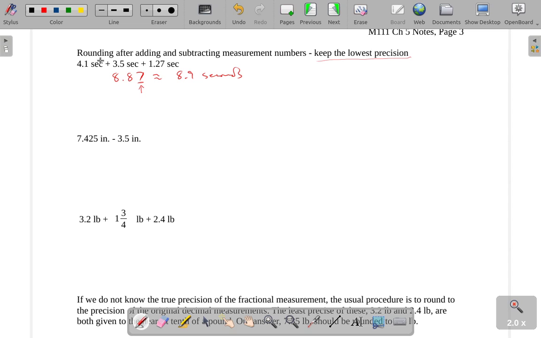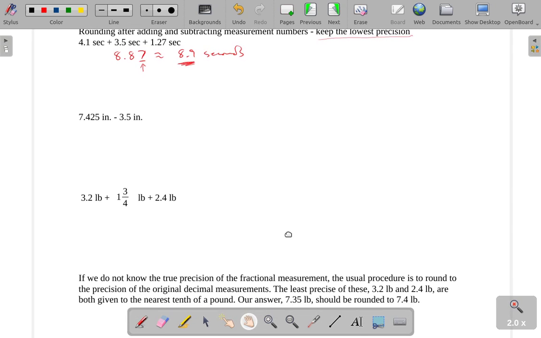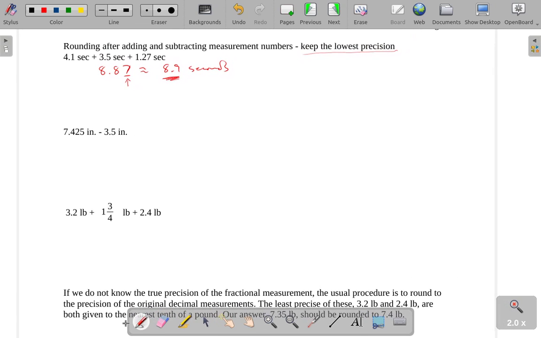This gives us a full 10th of a second range. That gives us a 10th of a second range. This one only gives us a 100th of a second range. But when we're adding them together, we're going to just maintain that 10th of a second range. So we round to the lowest precision number.